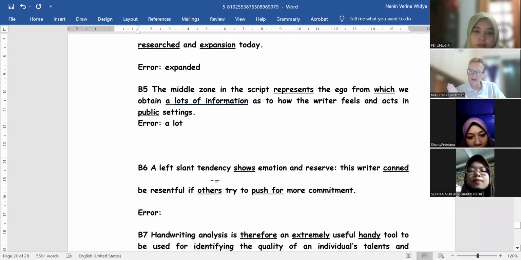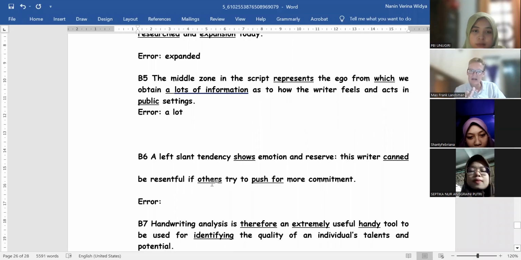Jadi kalau miring ke kiri, tulisan tangannya, shows emotion and reserve. Jadi orang yang emosional tapi juga sedikit tertutup ya. This writer can be resentful if others try to push for more commitment. Jadi kalau disuruh lebih terlibat ya, dia akan marah atau emosi, dia akan membalas dendam mungkin ya.